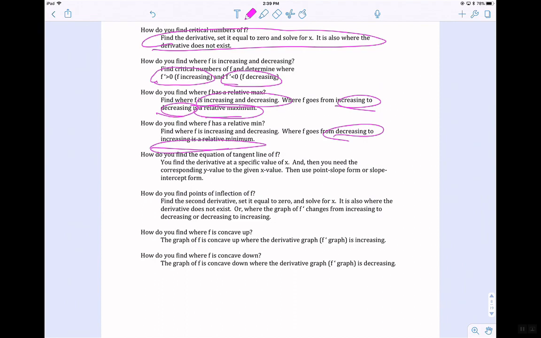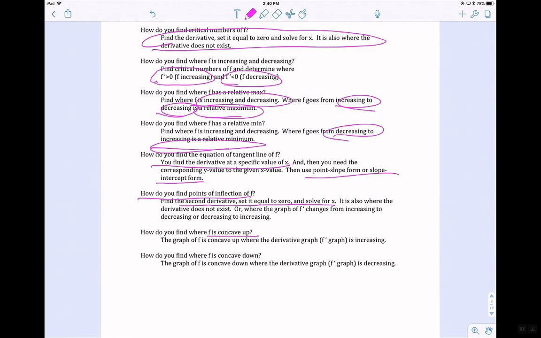How do you write the equation of the tangent line? Find the derivative at a specific value of x, then use point-slope or slope-intercept form. How do you find points of inflection? Take the second derivative, set it equal to 0, solve for x. Find out where the function changes concavity.